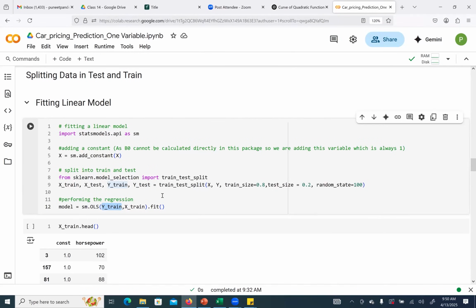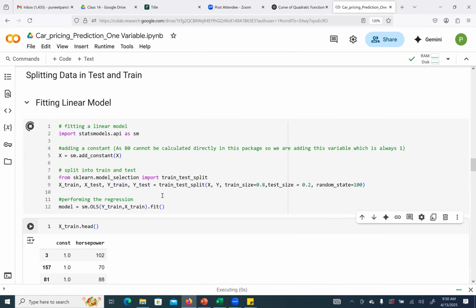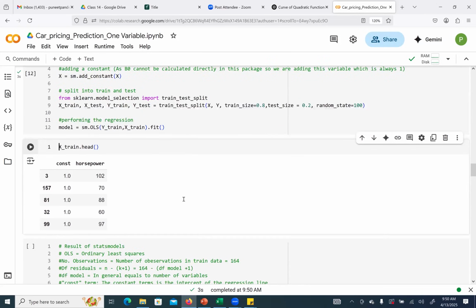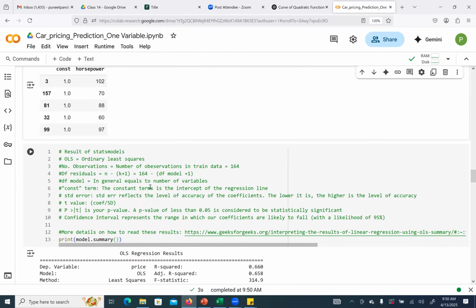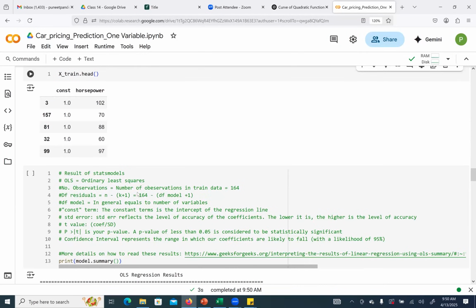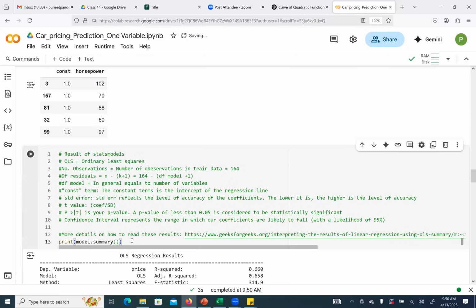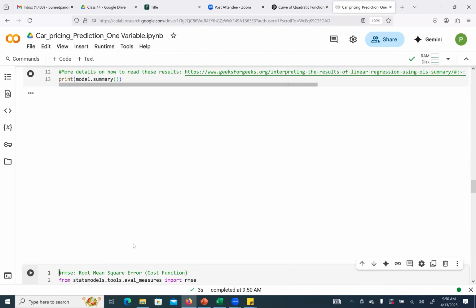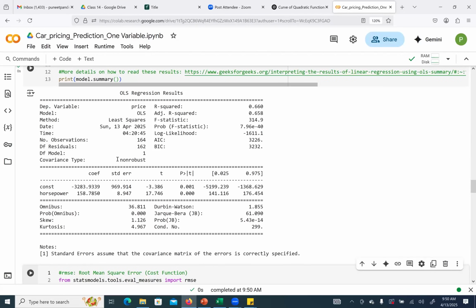Okay, for the next one, let me run this code. So the model is ready. When we ran this code, the model was already ready. Now in the next part, we are trying to create the summary of our model. Let me run this. This is the summary of our model.